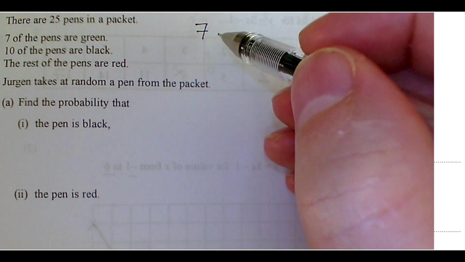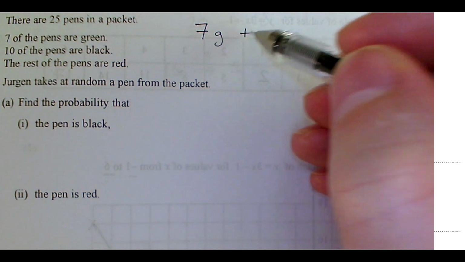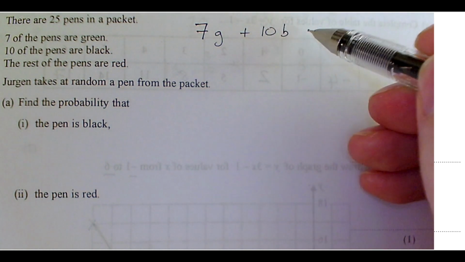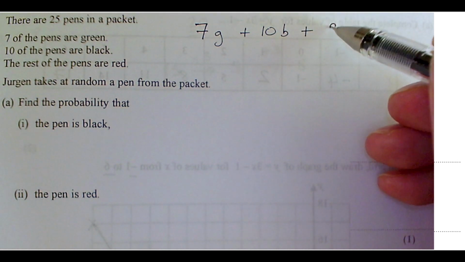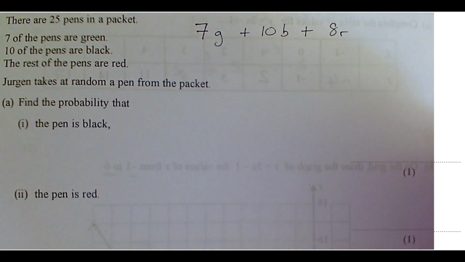So I've got 7 greens and 10 blacks, and that means I must have 8 reds, I think, because there has to be 25 pens in the pack. I think that adds up, doesn't it? Yeah. Okay, so now we can answer the question.